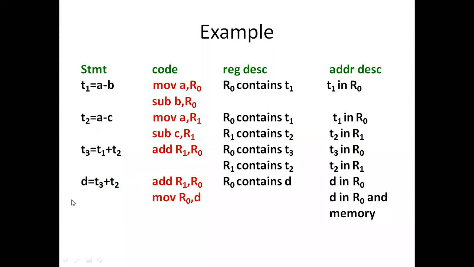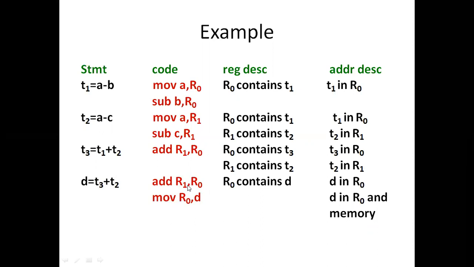Now go for the last, write down the last statement. D is equal to T3 plus T2. Here, the computation that we are performing is between the temporaries, and we are storing it in some variable, right? So we need to use the arithmetic logic unit ADD along with a store. That means by adding these two, because my R1 contains T2 and my R0 contains T3, right? So here I'm performing an addition operation and my resultant is in R0. So I'm moving this R0 to D.